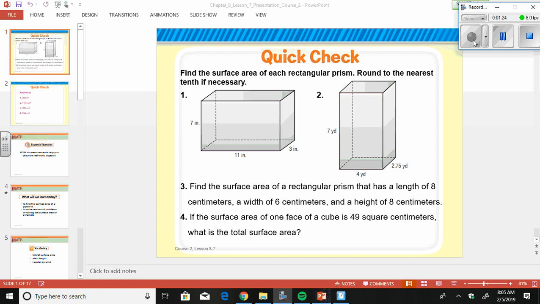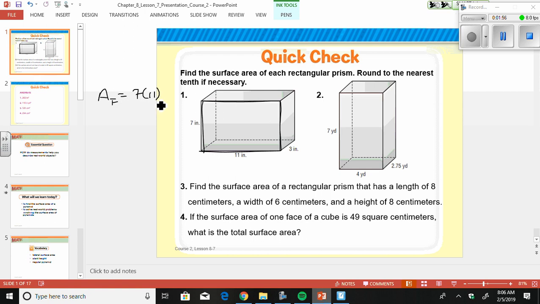Okay, find the surface area of each rectangular prism, rounding to the nearest tenth if necessary. So remember, surface area is each face, and since these are rectangular prisms, it means we have a front and a back, a left and a right, a top and a bottom. So if we were to look at the front here, we have a front, and the front matches the back because they are parallel and equal. So the area of the front will equal 7 times 11, which is 77. And then there's a front and a back, so the area of the back is the same.